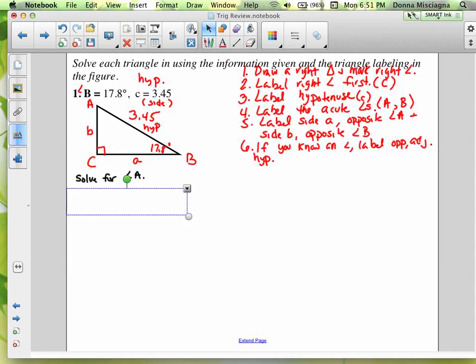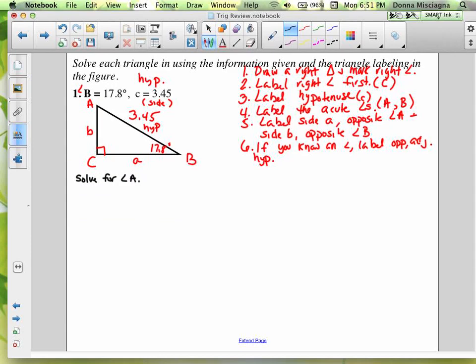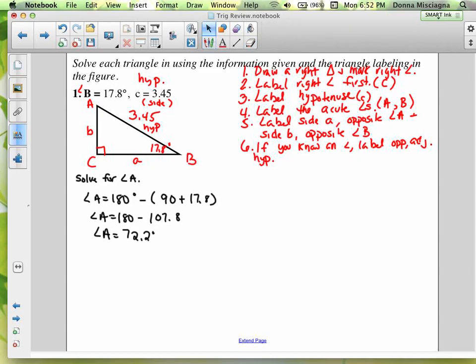We can just solve for angle A because that's really easy. Remember, we can use the triangle sum theorem when we know two of the angles in a triangle. So angle A is just going to be 180 degrees minus 90 plus 17.8. That means angle A is 180 minus 107.8, which is 72.2 degrees. That looks a little too much like a 2, doesn't it? 72.2 degrees. There we go. And that's all there was to solve for the angle.